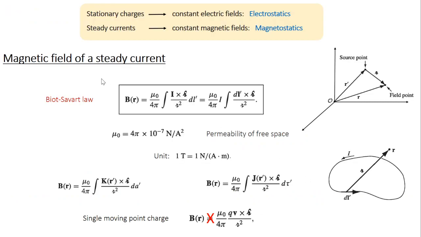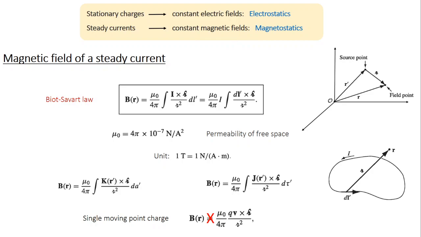Before moving any further, let's try to put things into perspective here. So what did we learn so far? In electrostatics, we have seen that whenever there is a stationary charge, it has a constant electric field associated with it, and we call this as electrostatics. And now what did we learn? We learned that whenever there is a steady current, the magnetic field associated with this steady current is a constant magnetic field, and we call this as magnetostatics. So in one case you have constant electric field, in other case you have constant magnetic field.